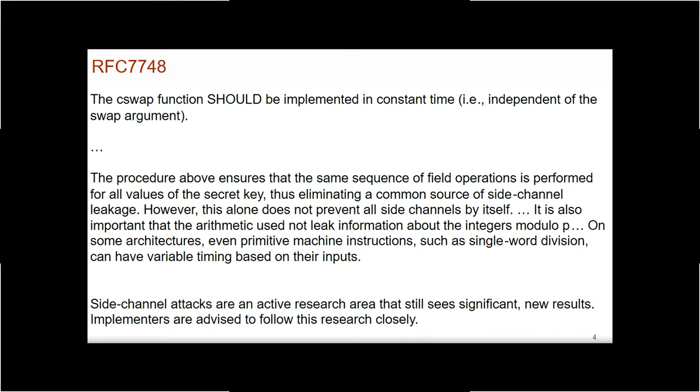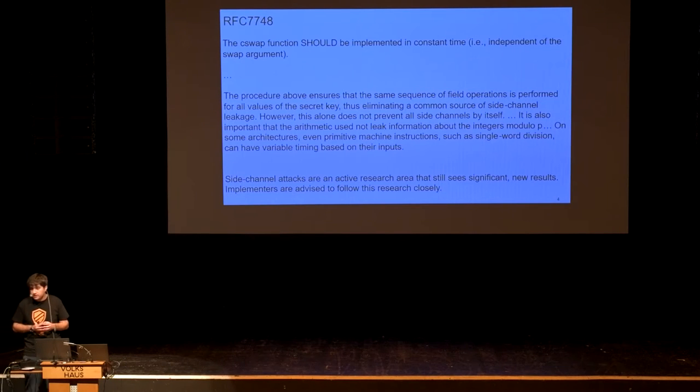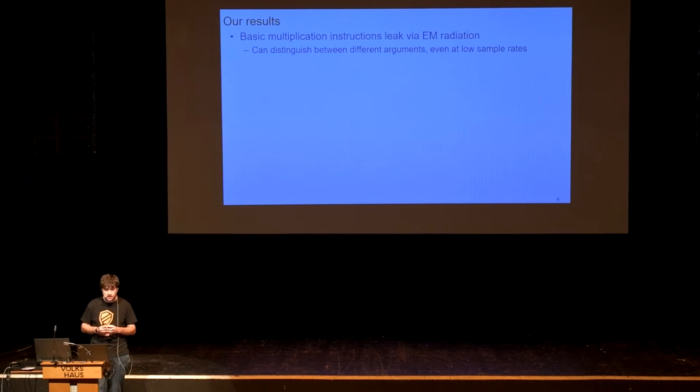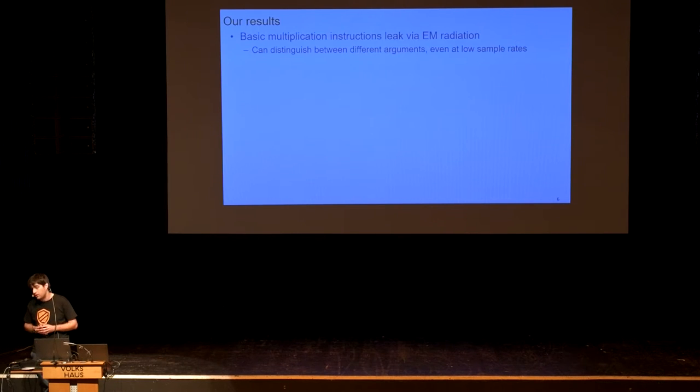So Yuval and I read this RFC. And there is an assumption here that the basic machine instructions do not leak too much. So then we set out to experimentally test what can and cannot be leaked by primitive machine instructions. And what we have found is that basic machine multiplications leak information with EM. And not only leak slightly, they leak quite grossly. We can distinguish between different arguments for the multiplication instruction, even at very, very low sampling rates.